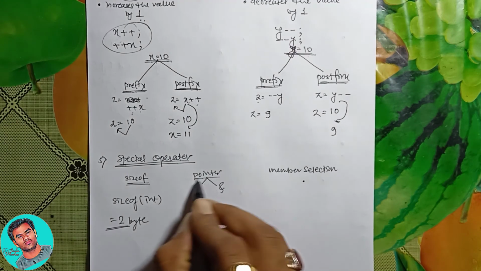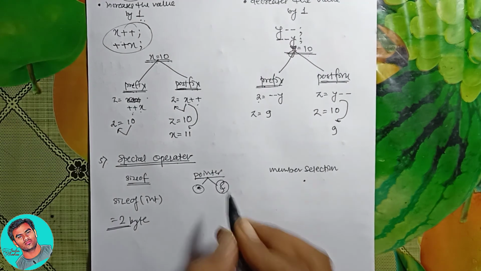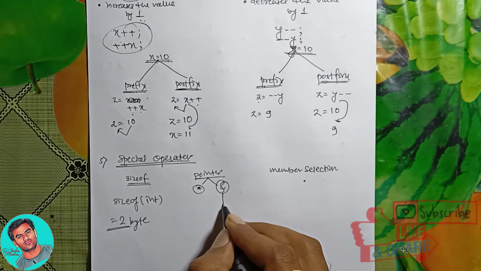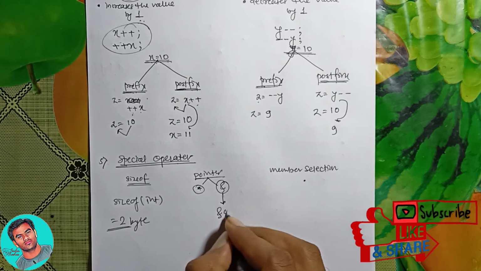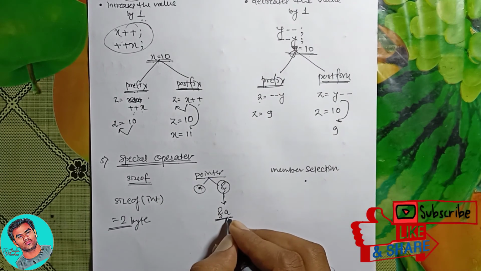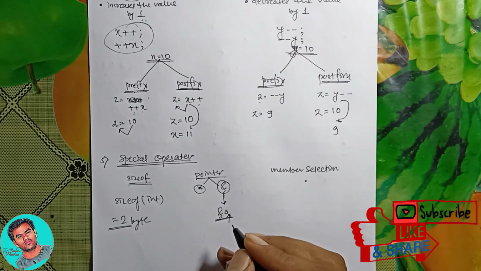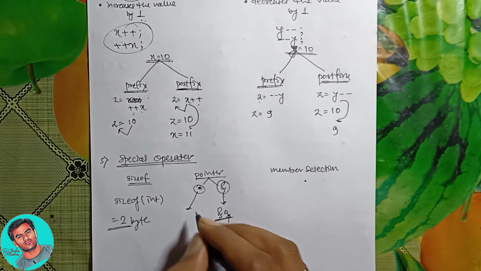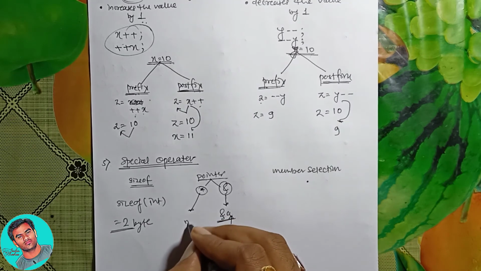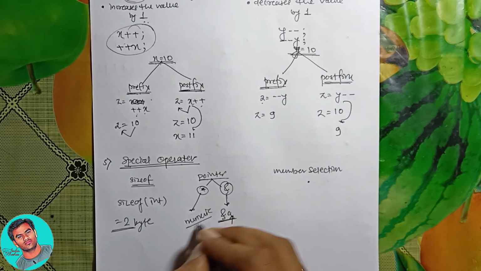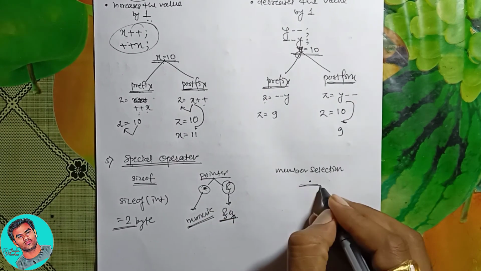Okay, next one is a pointer operator, where star and ampersand are used, and this ampersand is called the address operator. Okay, so this is the address operator, &A, it is going to show the address of A in a hexadecimal value, and the star operator is going to show the numeric value. Okay, and the last one is the member selection operator.